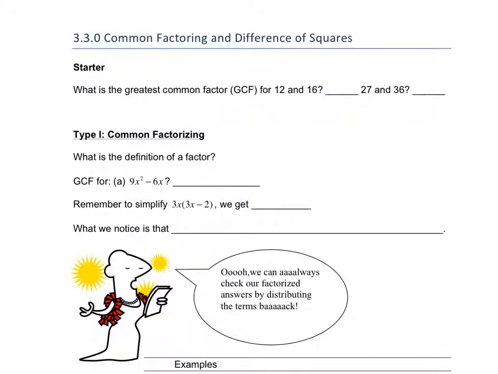All right, today is common factoring and difference of squares. To start off, our starter says, what's the greatest common factor for 12 and 16?